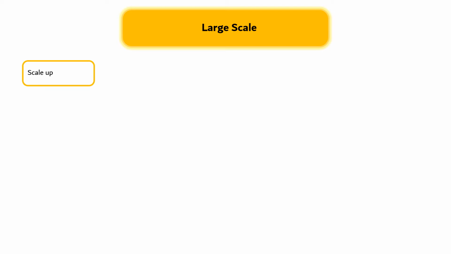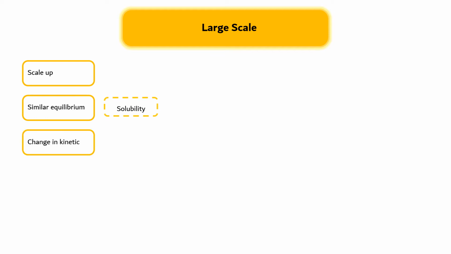Large-scale precipitations are subject to the same equilibrium concerns as their small-scale parallels. For example, the solubility of a particular solute in a large-scale process is no different than that in a small-scale process. What can change in the large-scale process is the kinetics. We want the kinetics to be the same. We want to select those large-scale conditions which give this same precipitate.